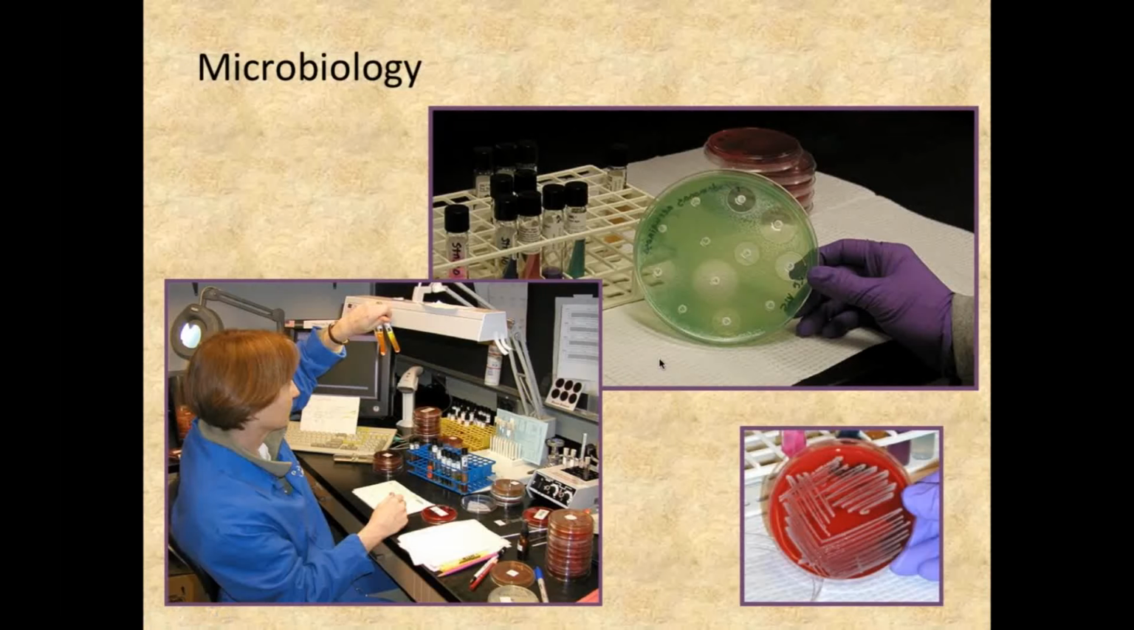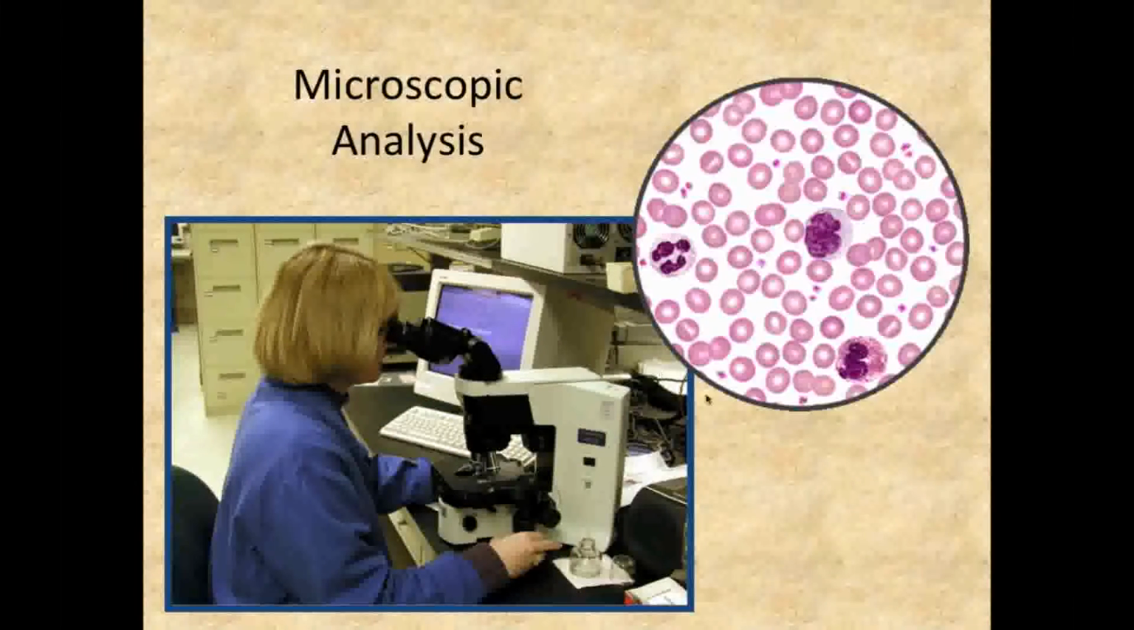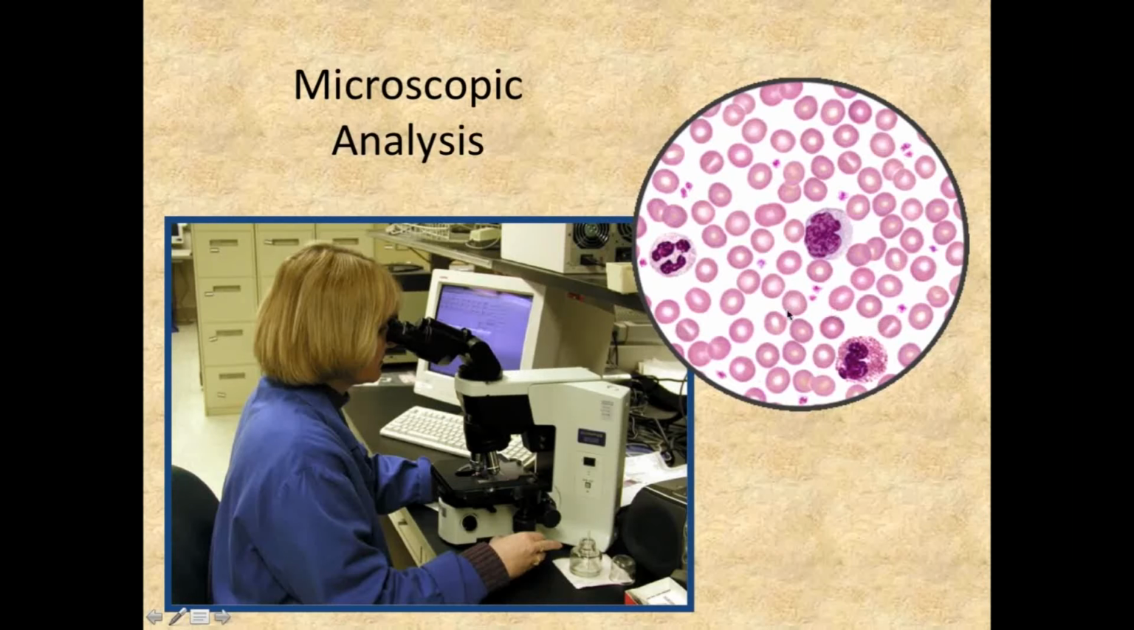In some tests, we do microscopic analysis. In this case, the clinical lab scientist is looking through the microscope. She's looking at a blood smear. This is what a blood smear looks like under the microscope. We see red blood cells, very abundant red blood cells, and then these larger cells with the purple nuclei in them are the white blood cells.